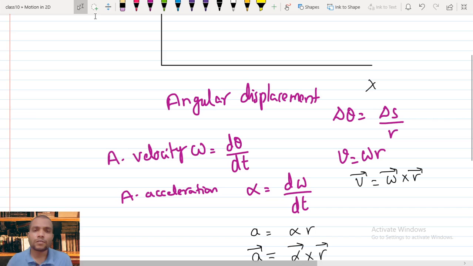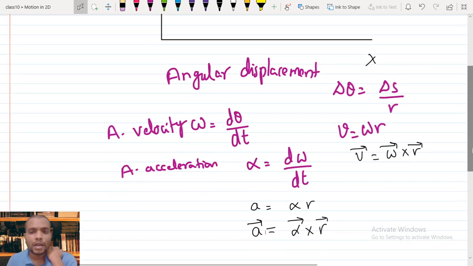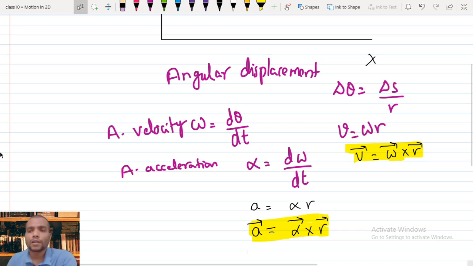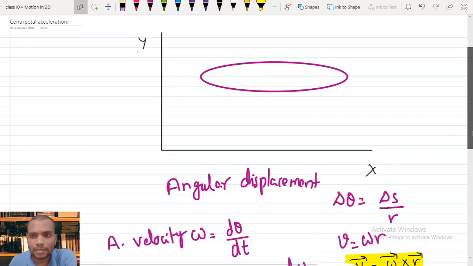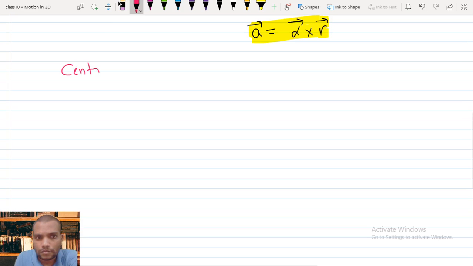So this is the basics to describe circular motion: angular displacement, angular velocity, and angular acceleration. Apart from that, these relations play a very important role to get the final results. So in today's class I would like to discuss a new concept regarding this, which is known as centripetal acceleration.